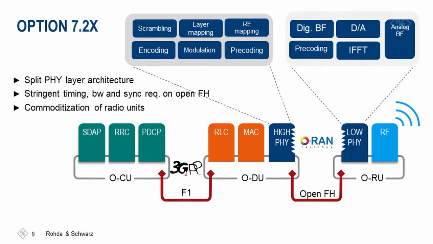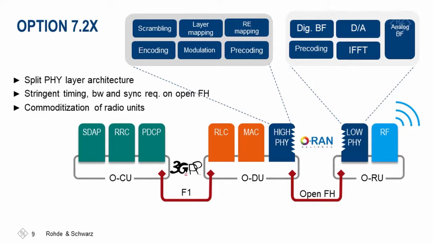Going forward, so this is how an option 7 would look like. So here you can clearly see the high PHY and the low PHY split, and the interface between the high PHY and low PHY is the open fronthaul defined by the O-RAN Alliance.